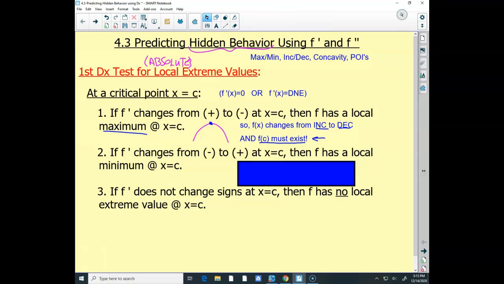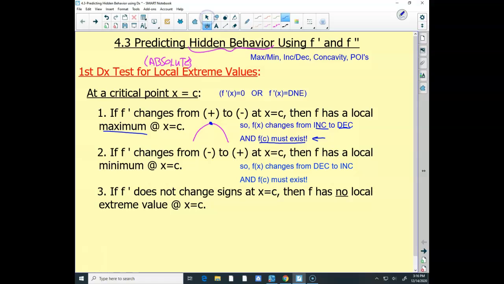And the same way, if f prime changes from negative to positive at x equals c, then it has a local minimum, meaning the original function f changes from decreasing to increasing, hence creating a minimum value at x equals c. And again, f of c must exist for that extreme value to happen, okay? And number 3, if f prime does not change signs at x equals c, then f has no local extreme value at c.